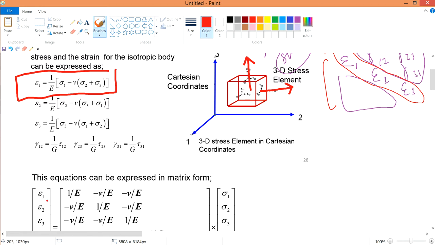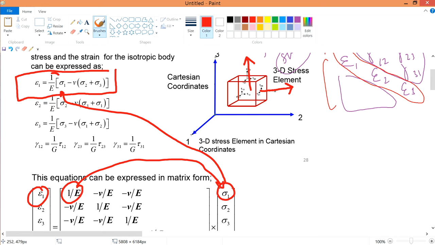Alright, so strain 1 over here is equal to 1 over E times stress 1, right? So 1 over E times stress 1 is equal to this portion. But you know that 1 over E we're going to multiply inside. So 1 over E times minus V, you'll have minus V over E times sigma 2, which is this one. You get what I mean?